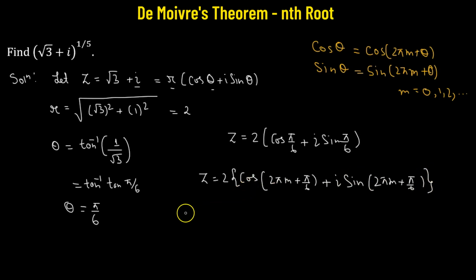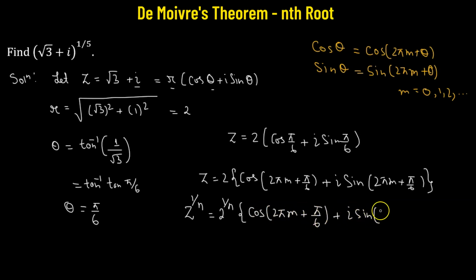Now we want to find out the nth root of a complex number, so z raised to the power of 1 over n. So this is going to be equal to 2 raised to the power of 1 over n multiplied by cosine of 2 pi m plus pi over 6 plus iota times sine of 2 pi m plus pi over 6. So this entire expression will be raised to the power of 1 over n.